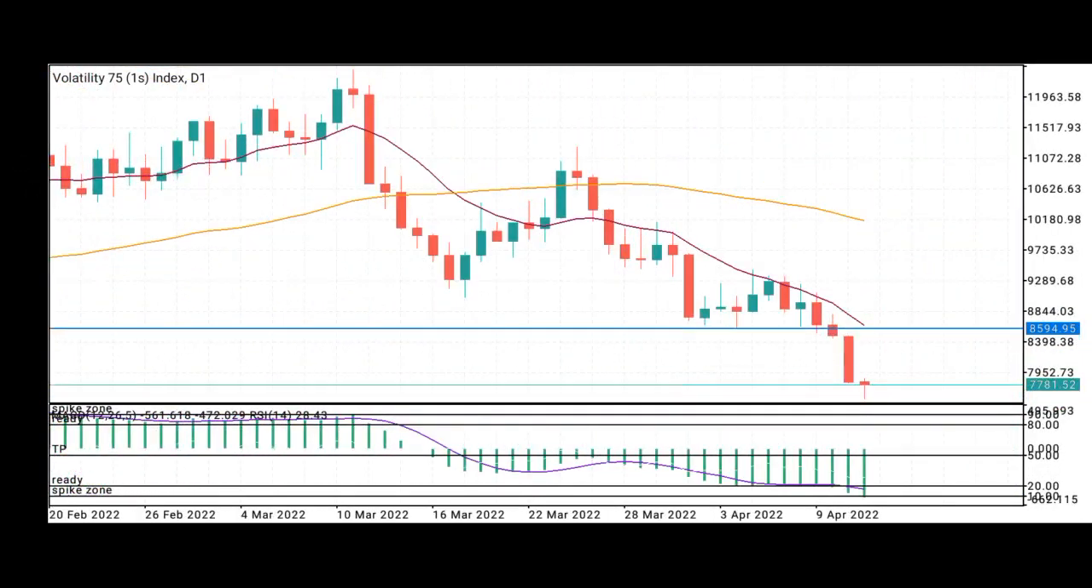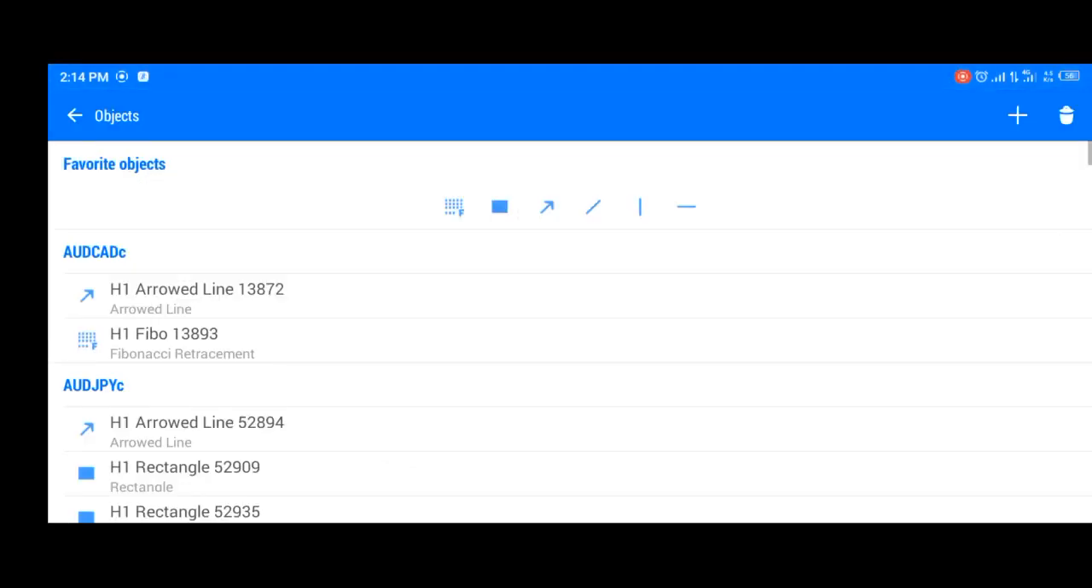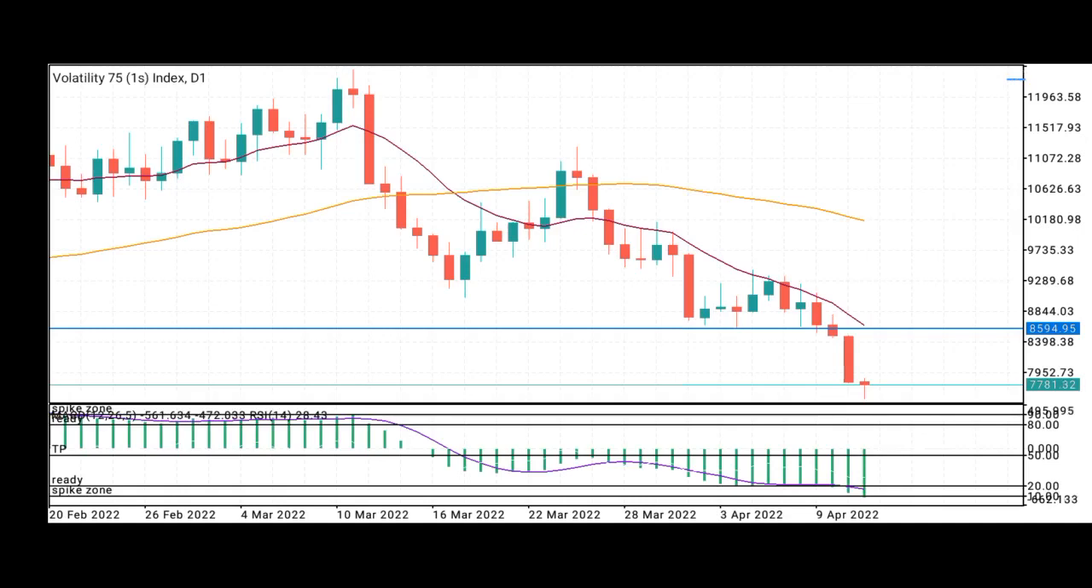So today we are on VIX 75. I want to analyze the chart from the highest time frame to the lowest time frame. This is the 1 day candlestick. So we're analyzing the chart from the 1 day candlestick till the 1 minute candlestick, and we're going to be breaking it down.